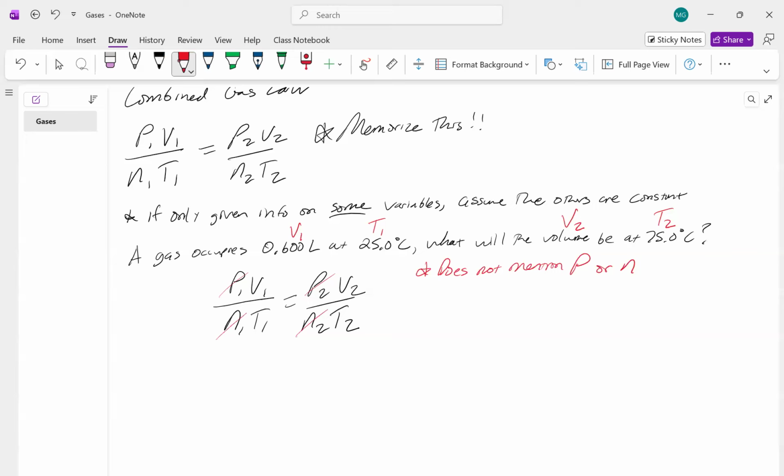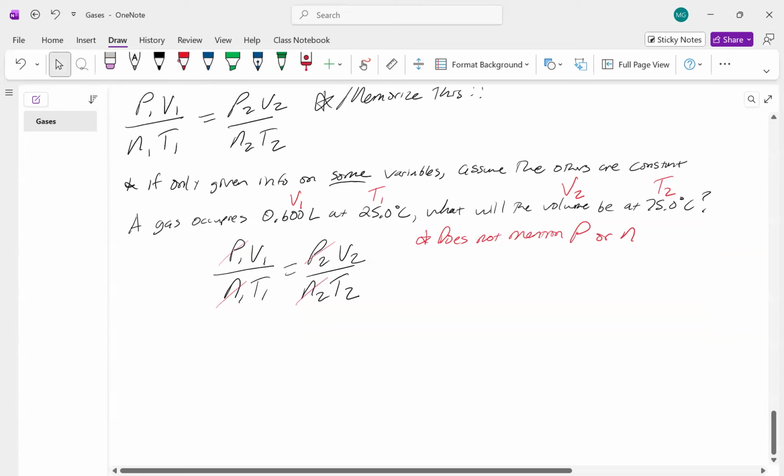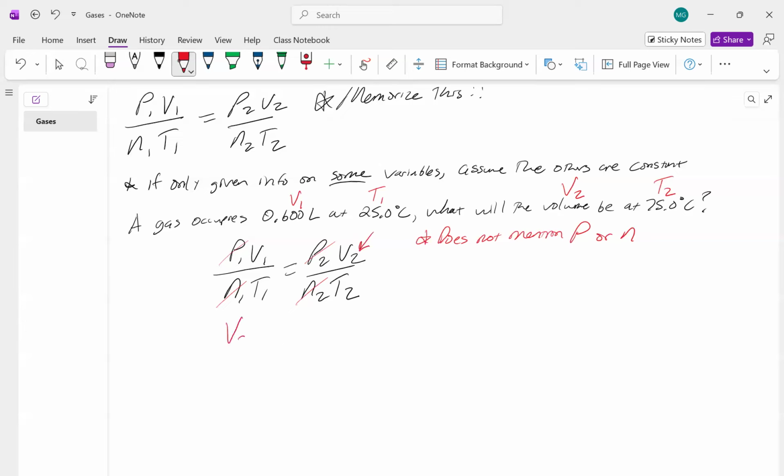This is why I was saying earlier that you don't have to memorize those other individual laws, because we're going to put them all together for the combined gas law. And this will help you with any sort of problem where you're changing the conditions of a gas. All right, and now we're going to solve for V2. So let's rearrange this equation to solve for V2.